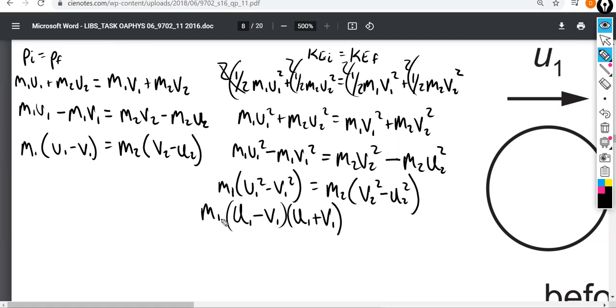Prove to yourself that if you were to foil this or distribute, however you multiply your binomials, you'd get back to that. Okay, prove that to yourself real quick while I write it on. U1 times U1 is U1 squared. Outside, we have positive U1 V1 minus U1 V1. So the middle term cancels, and then negative V1 squared for the last term. So if you FOIL these two, you get back to that, right? The difference of two squares factors like this. Middle term cancel, same thing here. We factor this down, we unfoil it, so to speak, we get these terms. So the kinetic energy sort of becomes this, and the momentum conservation becomes this.